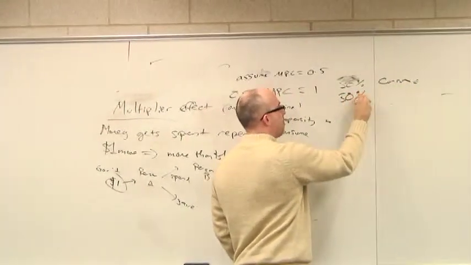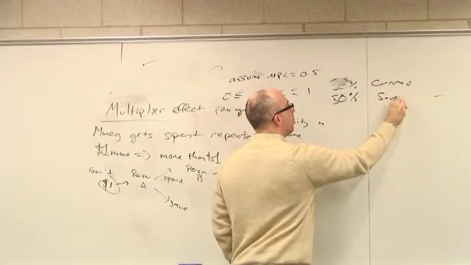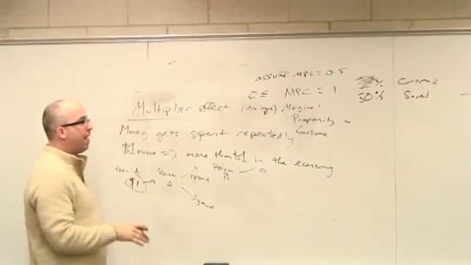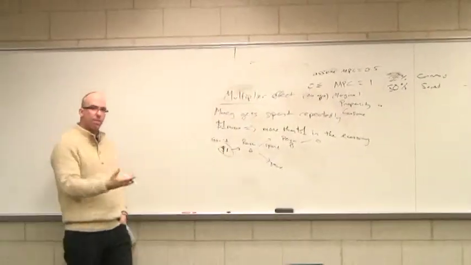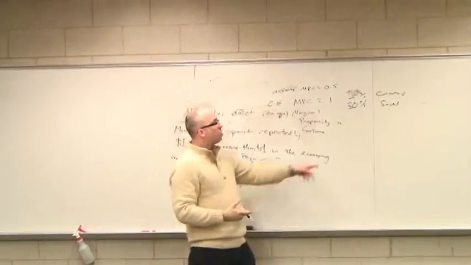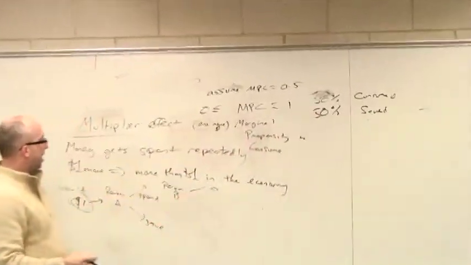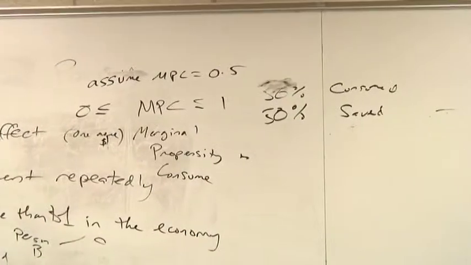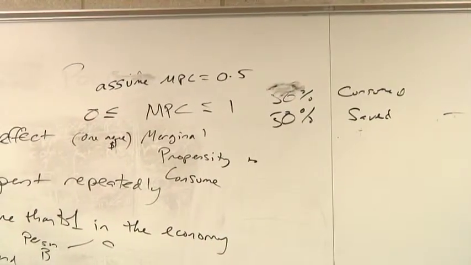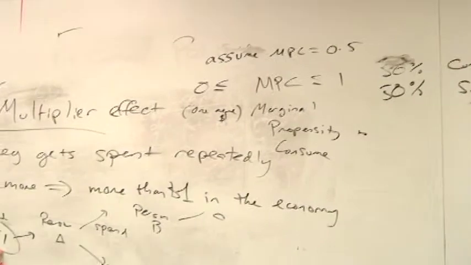And the other 50%, because there's only 2 places it can go, is saved. So depending on this fraction, it's just going to be a different mixture between spending and saving. So to make an easy example, let's say that the government gives $100 out.